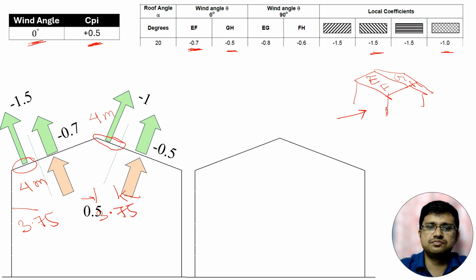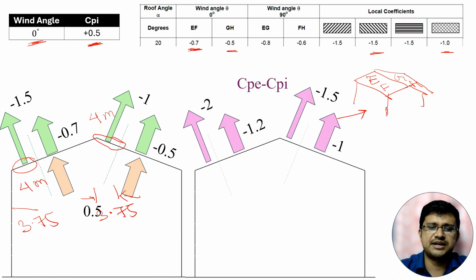And for this particular condition, CPI is plus 0.5. CPI plus 0.5 means it is pushing this particular phase. CPI positive means push, negative means pull. So now we have to calculate the CP minus CPI.